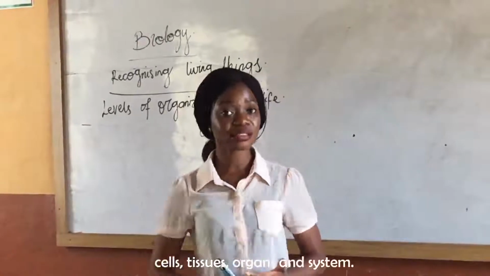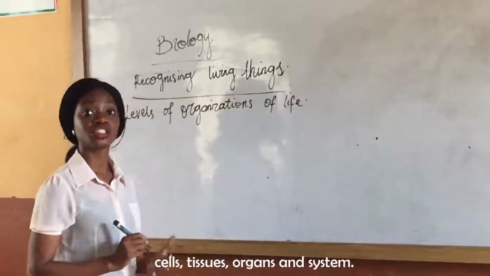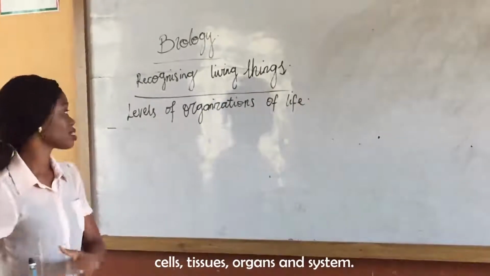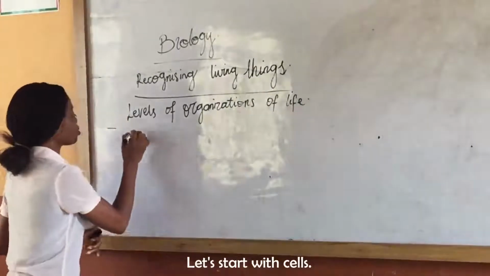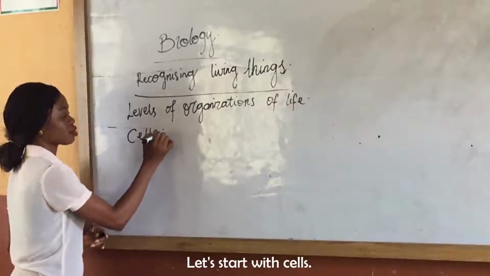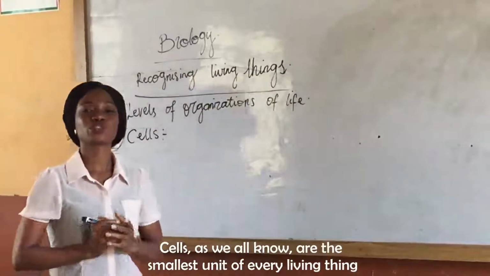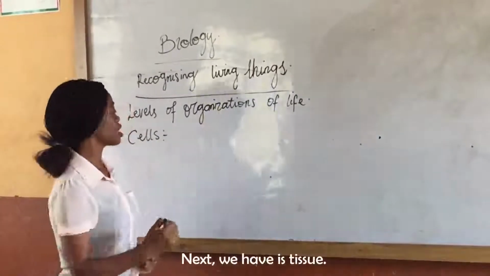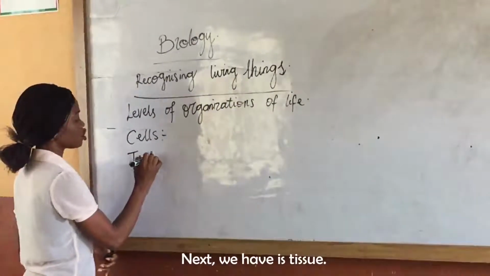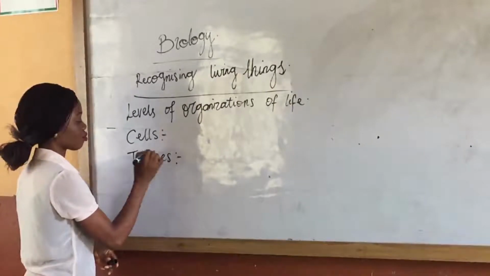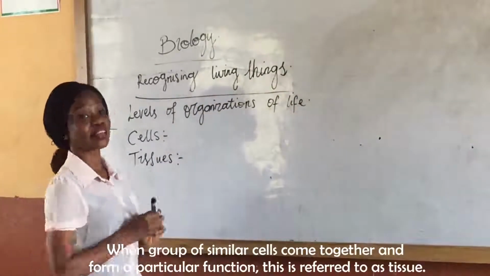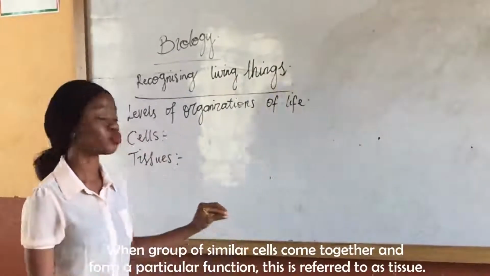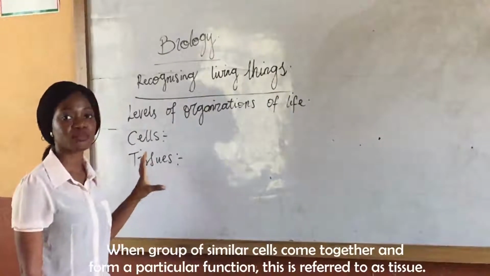We have the cell, we have the tissues, we have the organs, and then we have what we call the system. So let's start from the very first one, cells. Cells, as we all know, are the smallest unit of every living thing. Then the next one I said we have tissues. When a group of similar cells come together to perform a particular function, we call them what? Tissues. We call them tissues.